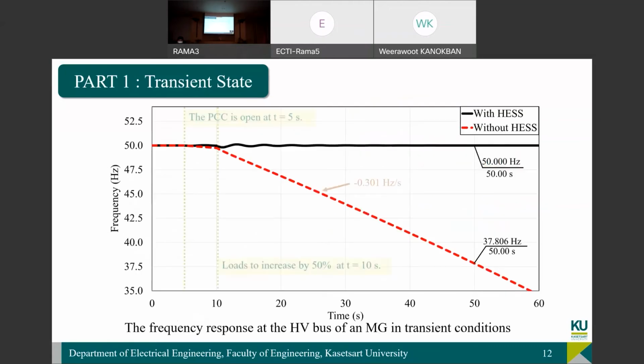The results show that after the switch opens at T equals 5 seconds, the frequency slowly drops, but when the load increases by 50%, the frequency drops further, and the rate of change of frequency is minus 0.31 Hz for the case without batteries or the hybrid energy storage system. And with the hybrid system, the frequency can be maintained at 50 Hz.